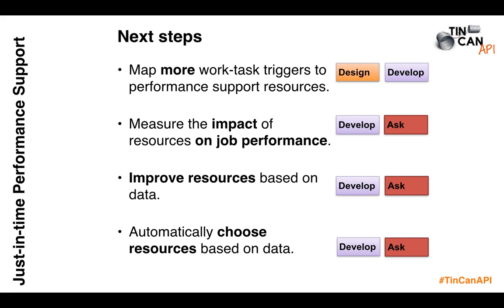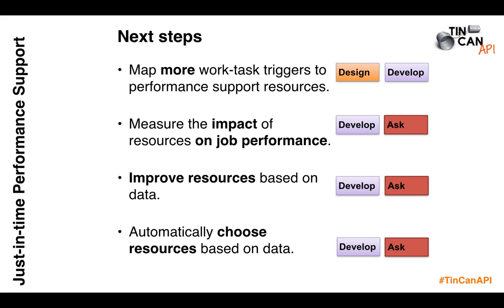Taking it deeper, you can obviously map more work triggers. You can start measuring the impact, doing the analytics, measuring the impact of those resources on job performance, and then obviously improve those resources based on the data. If you saw our last webinar, there's a similar use case, Risc, with their PDF annotator. They were collecting Tin Can data as a way of improving those PDF resources, while you can collect data about the impact of those resources on job performance and then use that to improve those resources.